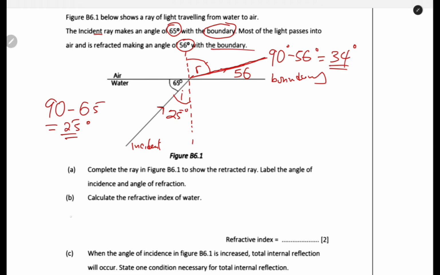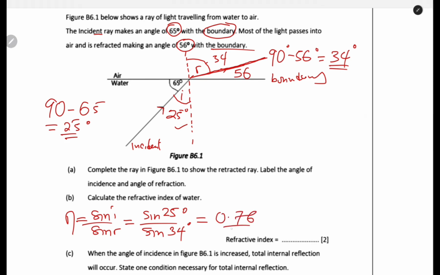Then calculate the refractive index of water. So refractive index is equal to sine I divided by sine R. In this case, sine I is sine 25, divided by sine of the angle of refraction, which is 34 degrees. Like I've said, you don't cancel out sine, so you just divide. If you divide sine 25 by sine 34, it is 0.76 as the refractive index. So that is the answer, 0.76.